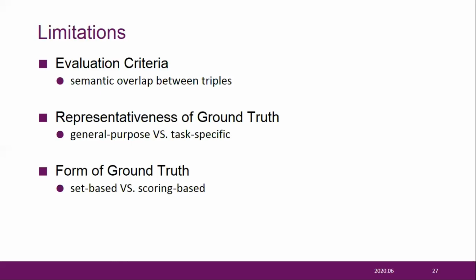Third, about the form of ground truths. In ESBM, we provide ground truth summaries. However, some other benchmarks provide ground truth scores of triples. Both methods have their advantages and disadvantages. In future work, we will conduct scoring-based evaluation to compare with the current results.